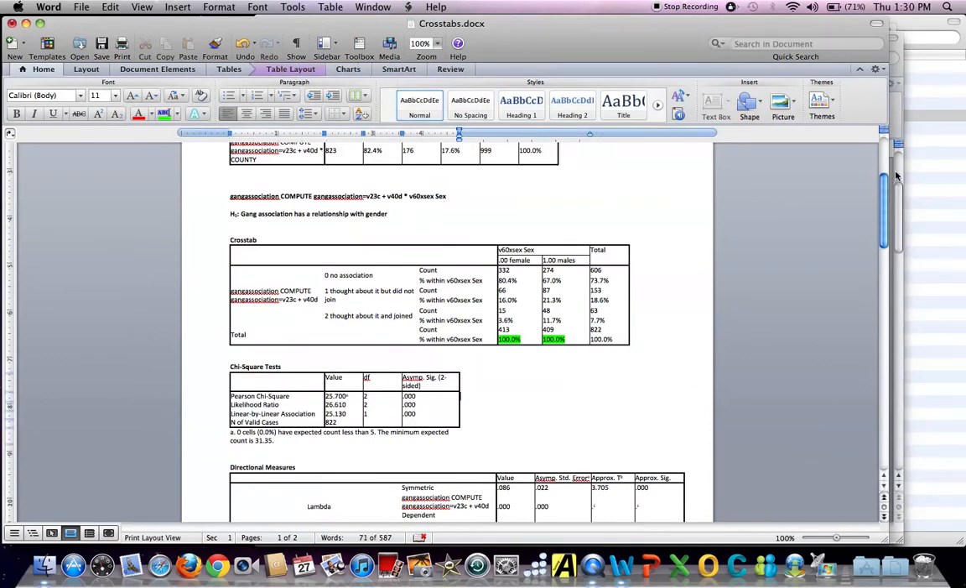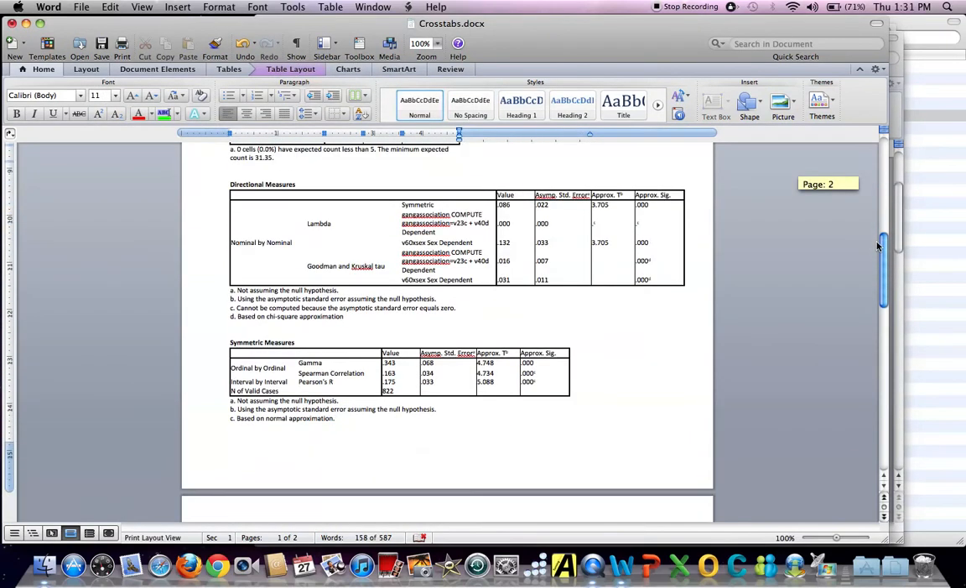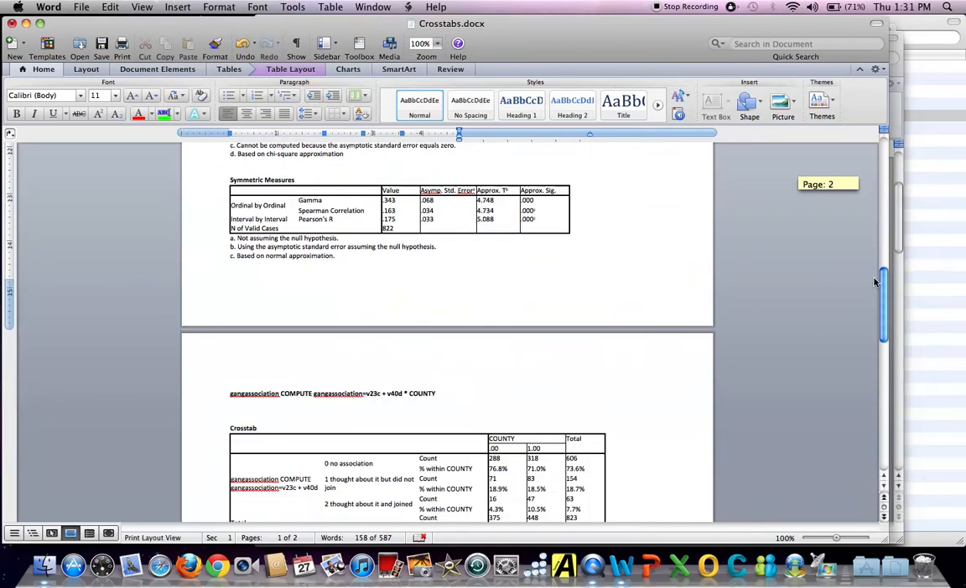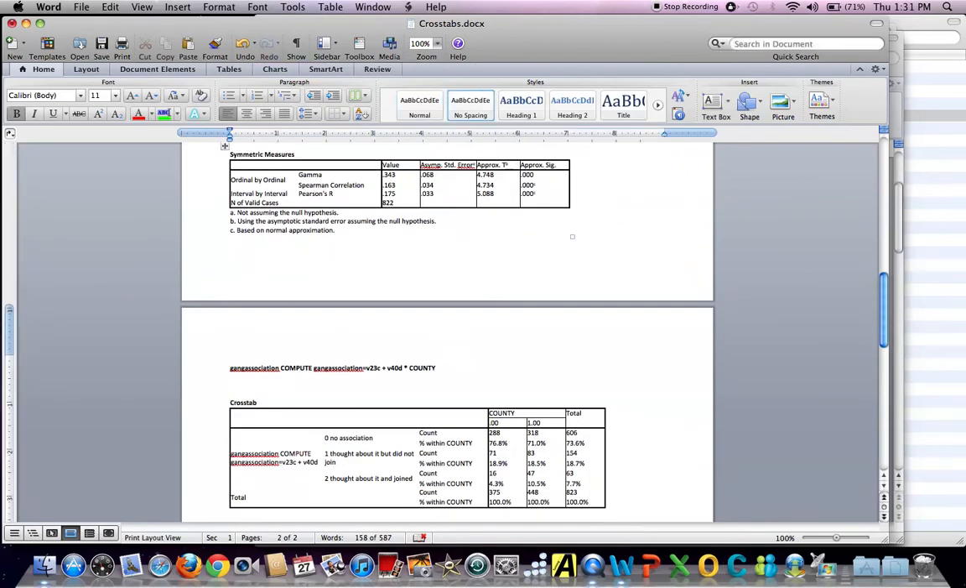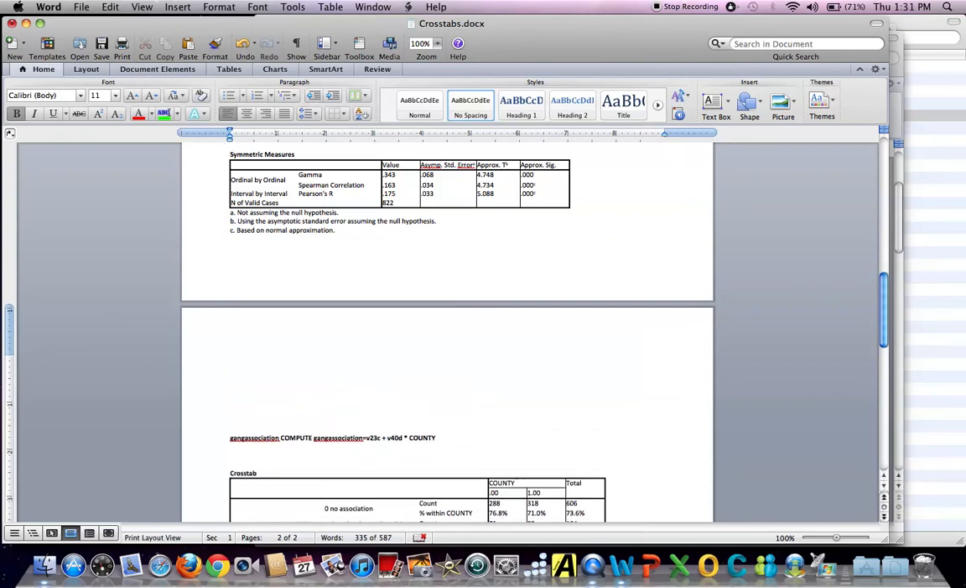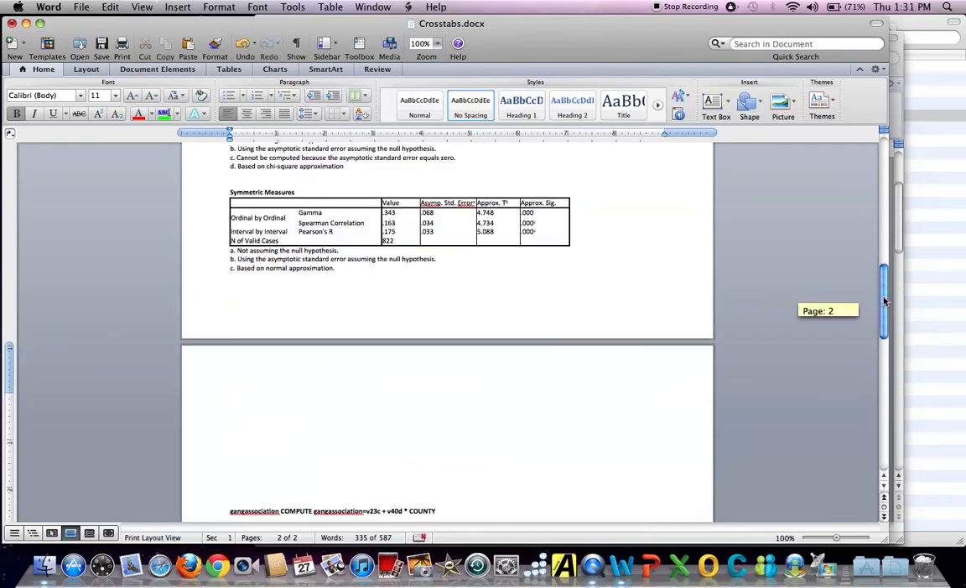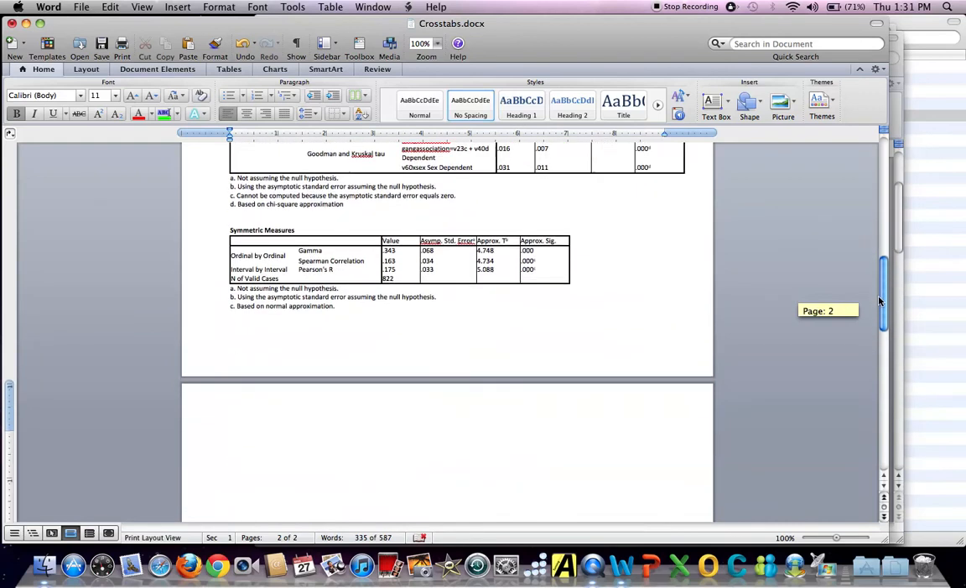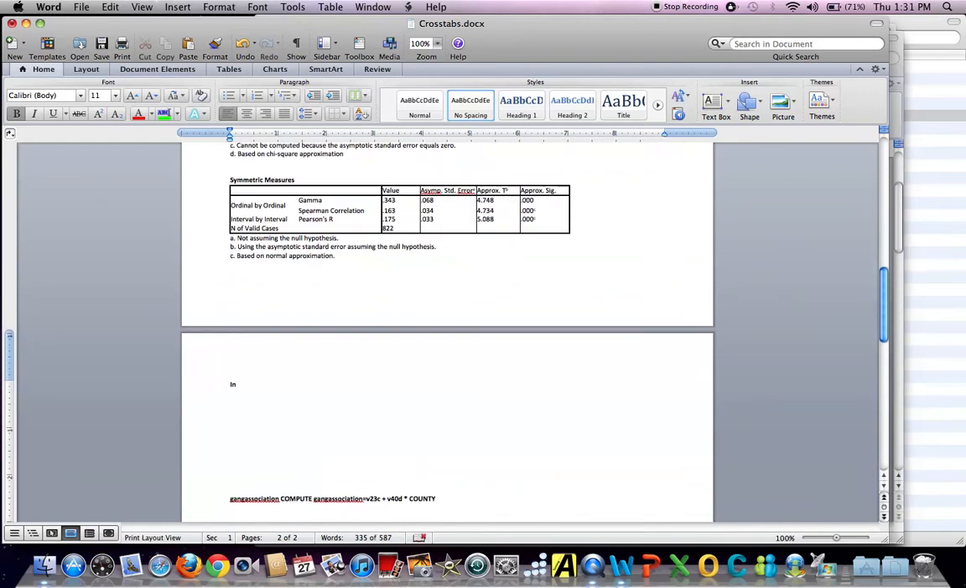Given that, I wanted to show you how you would go about interpreting this data, and I'm going to do that inside of this document here. I'm just going to tab down. In terms of interpretation, let me increase this font size.